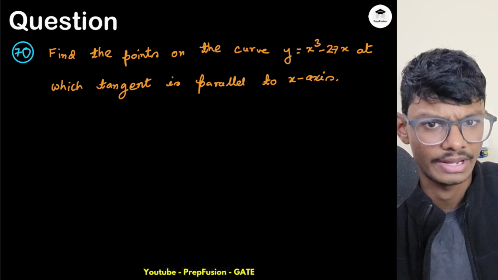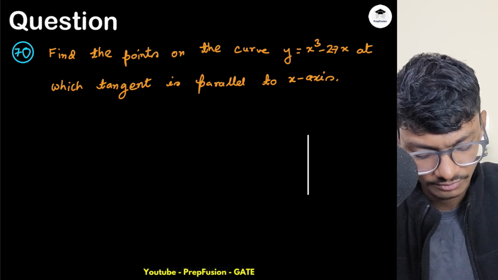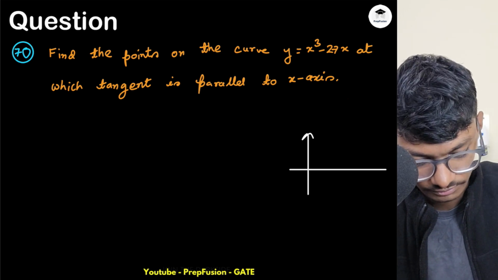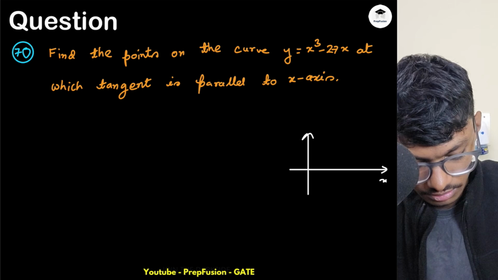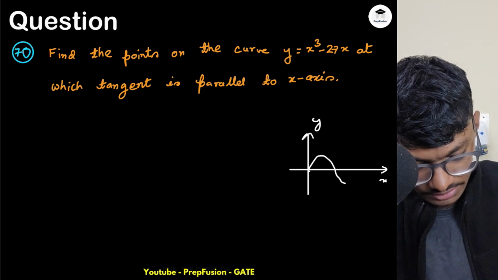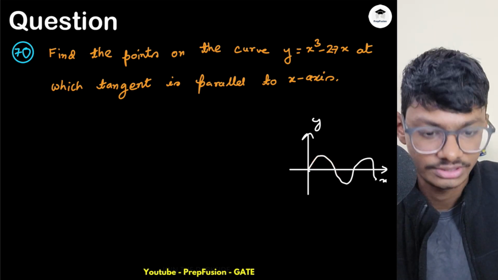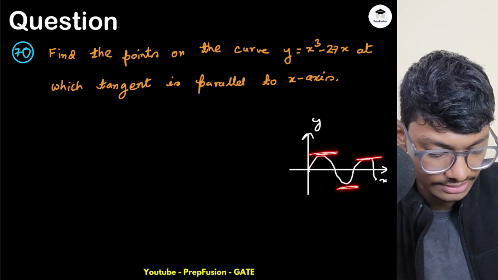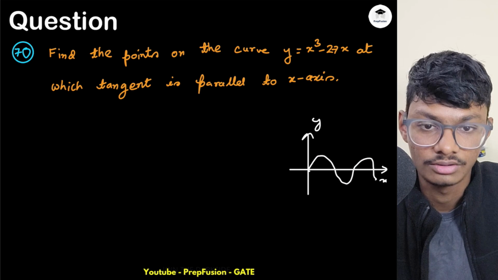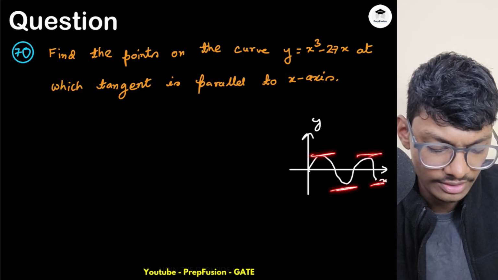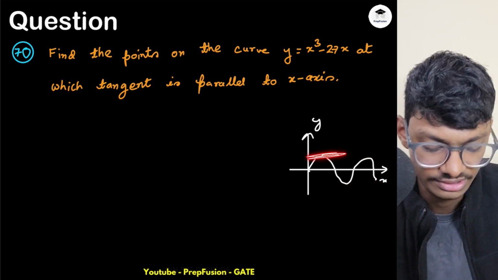When is my tangent parallel to the x-axis? So let me draw a basic graph of sin x. Can you tell me when is my tangent parallel to the x-axis? At these points my tangent is parallel to the x-axis. And what happens over here? What is so special about this?